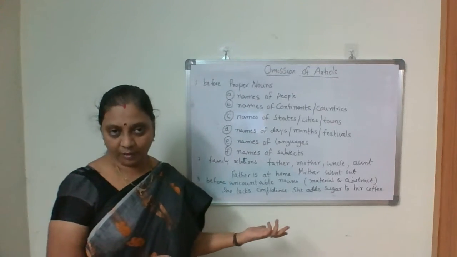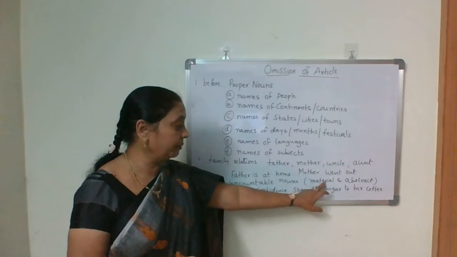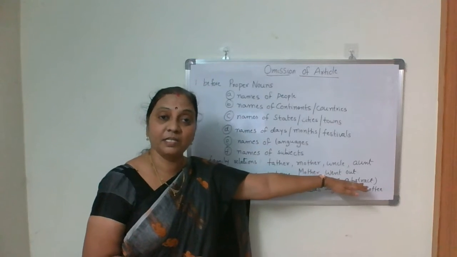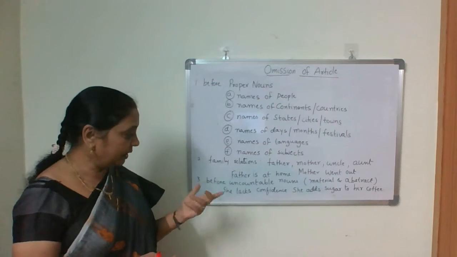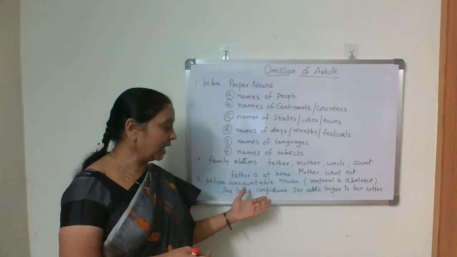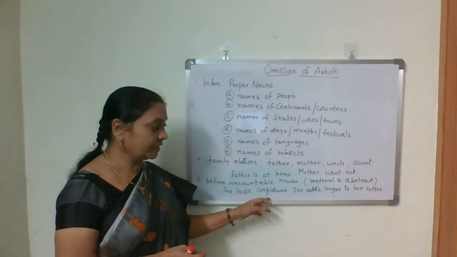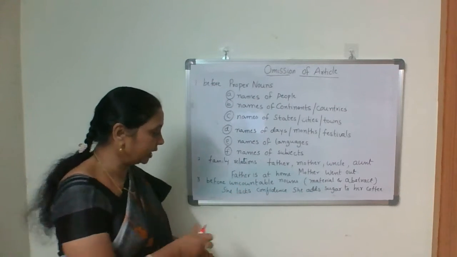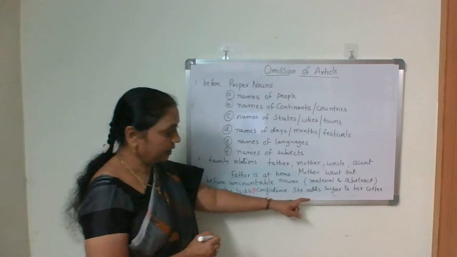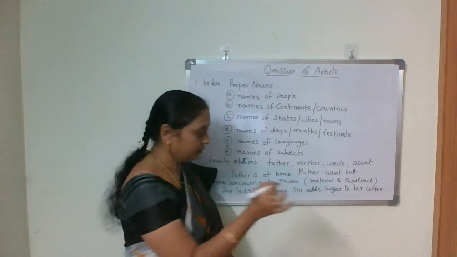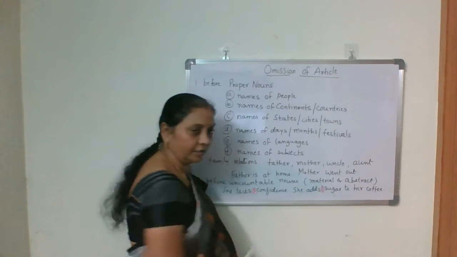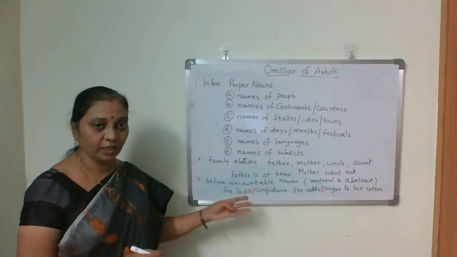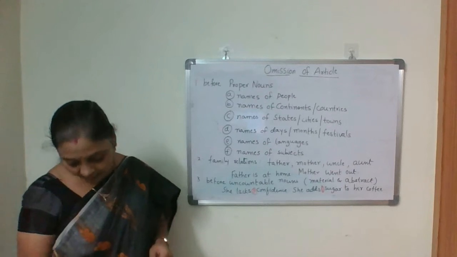Next, before uncountable nouns, both material and abstract nouns. You have to remember what material and abstract nouns are from when I taught types of nouns. So for uncountable nouns, material and abstract nouns, no article is required. Like the abstract noun in: she lacks confidence. Confidence is an abstract noun. We don't say she lacks the confidence. So no article is required here. Similarly, she adds sugar. The sugar, we don't say. It's a material, so the sugar is not required. So for material and abstract nouns also, no article is required.